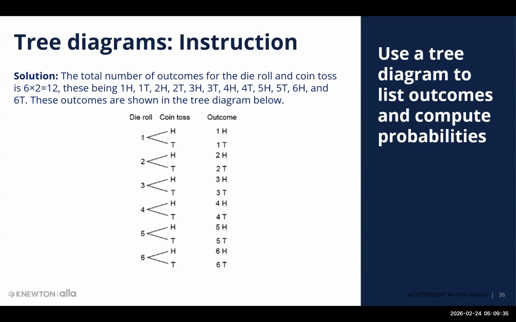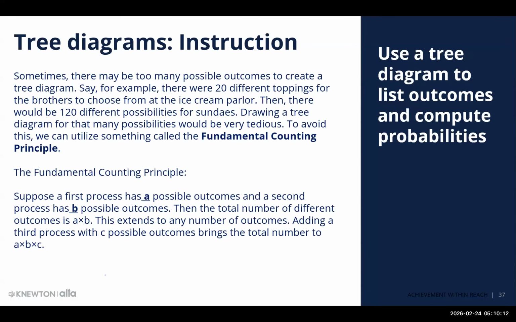Well, a die has six sides. And then once you roll the die, you have two possibilities. So you could roll a one and then flip heads, roll a one and then flip tails, and so on. So this is a vertical listing of the sample space. There are obviously 1, 2, 3, 4, 5, 6, 7, 8, 9, 10, 11, 12 possibilities.